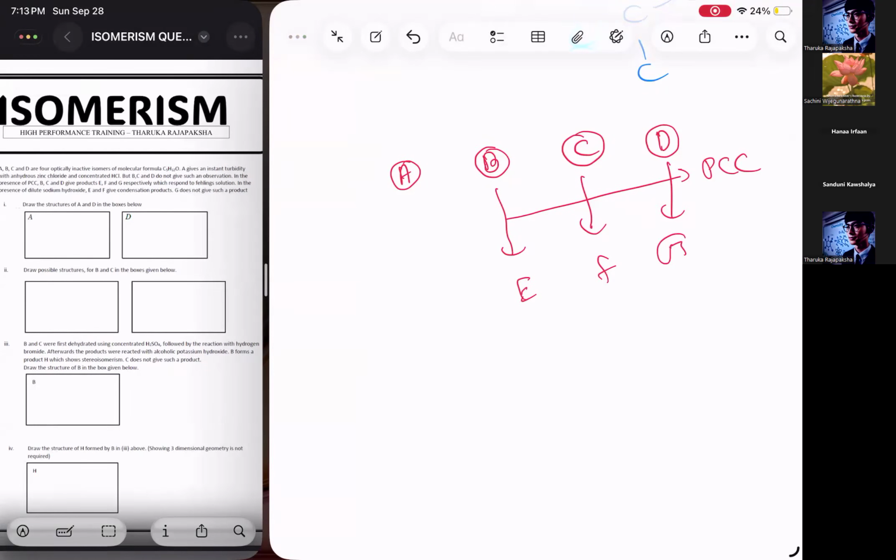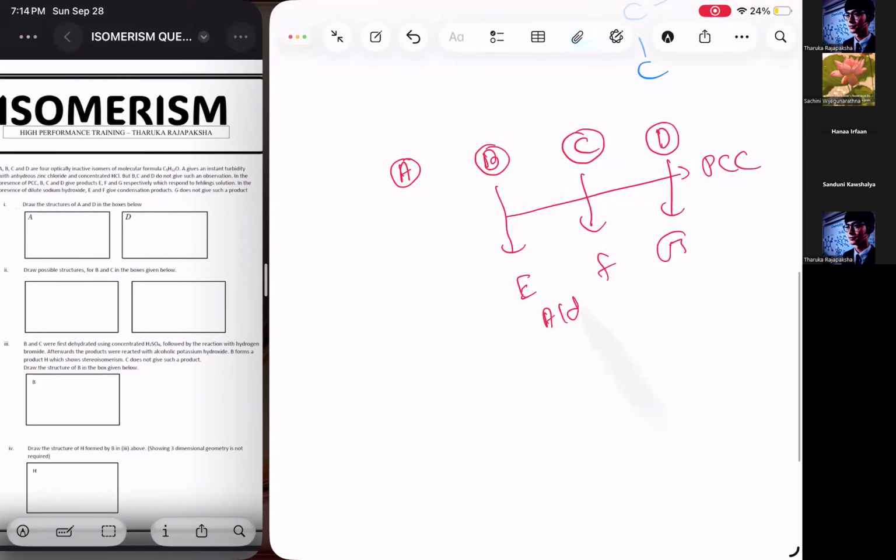Who is going to react with Fehling's? Only one compound reacts with Fehling's, right? What is the compound which reacts with Fehling's reagent? Tell me. Come on, Fehling's reagent. Look at it. Fehling's. Aldehydes. Yes, aldehyde. E, F, G all should be aldehydes, right? Products E, F, G respectively respond to Fehling's. So all of these are aldehydes.